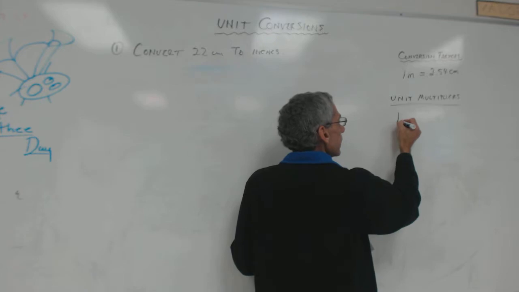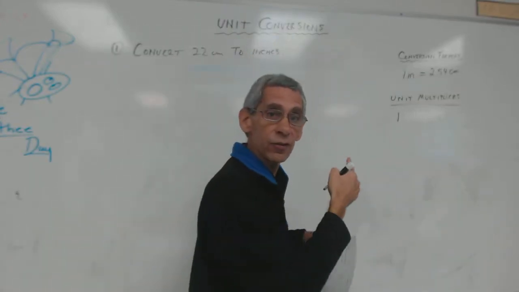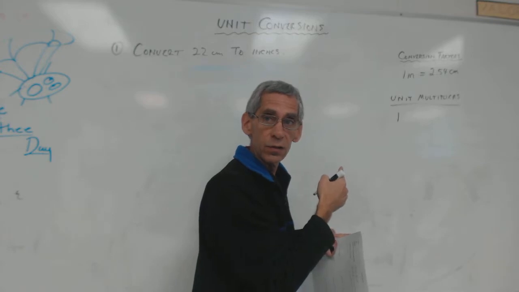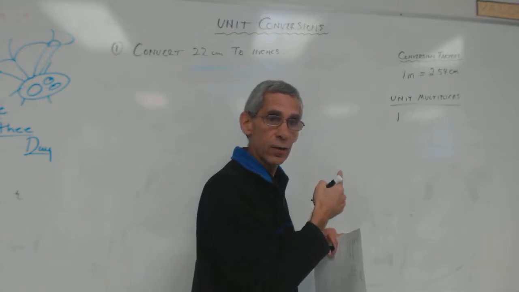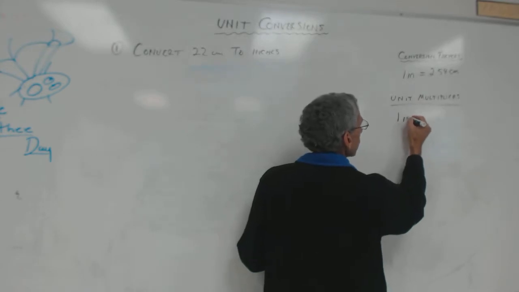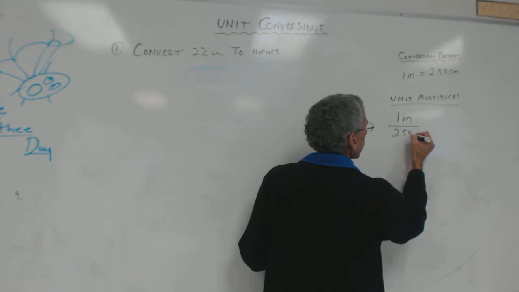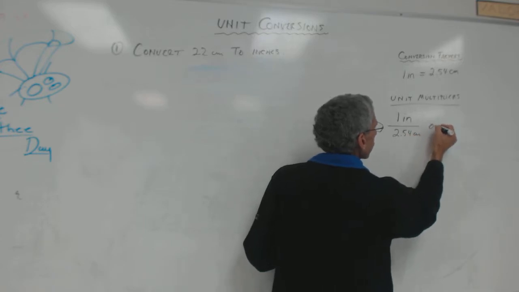Now, because it's called unit conversions, I have to use the unit. You have to write the unit. You can't just write the number. You have to write the unit. So 1 inch over 2.54 centimeters. And then I write the word or.